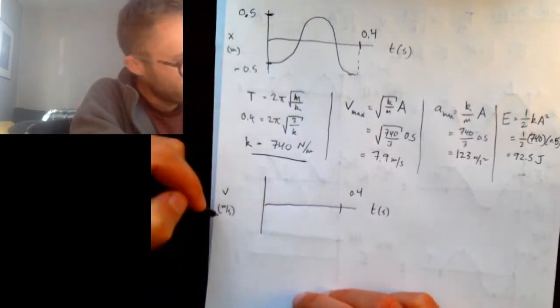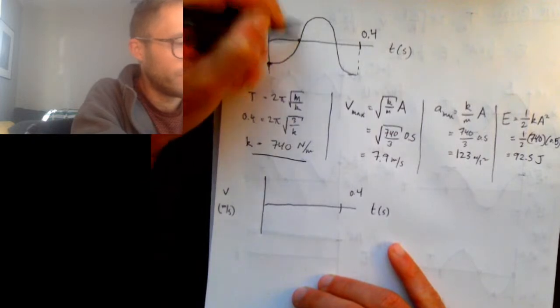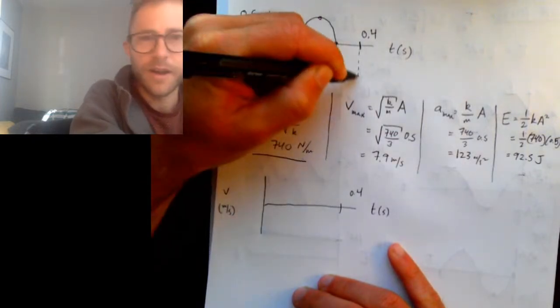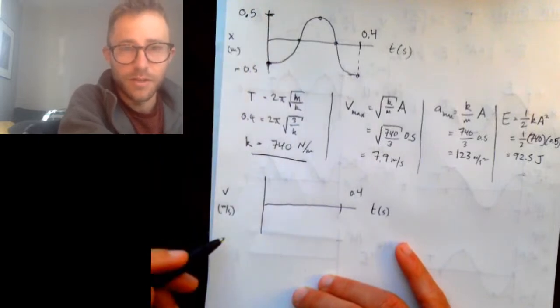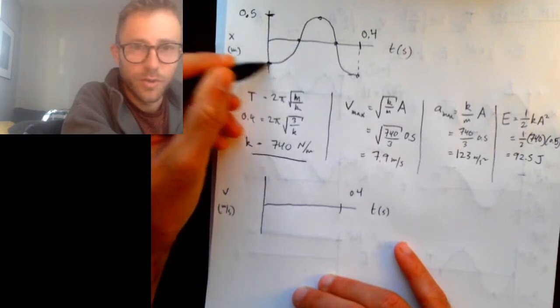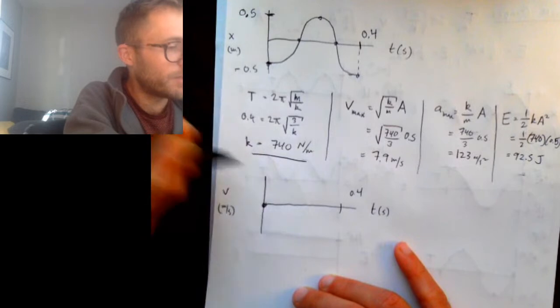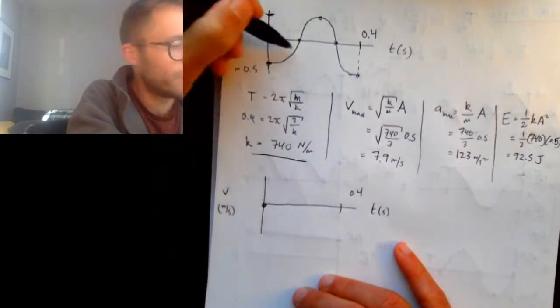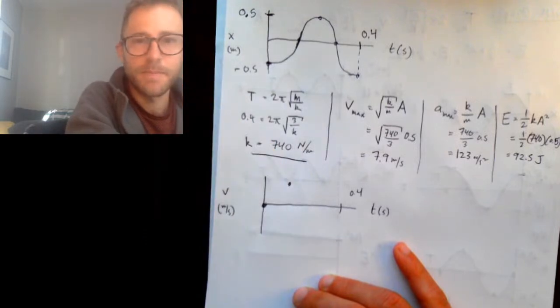So I'm going to take my 5 points here, 1, 2, 3, 4, 5, and I'm going to look at the slope to get the velocity graph. So here the slope is 0. So I'm going to mark 0 at that time. Here the slope is positive. So I'm going to mark positive at that time.